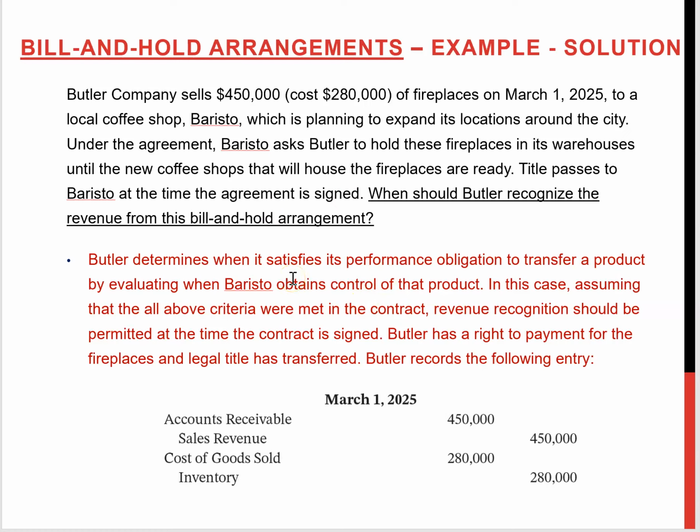That means the reasons for the buy and hold are substantive, and Butler can easily identify those fireplaces. Those are already sold to Barista, and those products are ready to transfer anytime, and Butler definitely cannot use those fireplaces or sell them to another customer. So they figured out those conditions are fulfilled, and now Butler has every right to record it as sales revenues. And you already know very basic sales journal entries: accounts receivable debit for $50,000, sales revenue for $50,000, and you also record cost of goods sold and inventory.